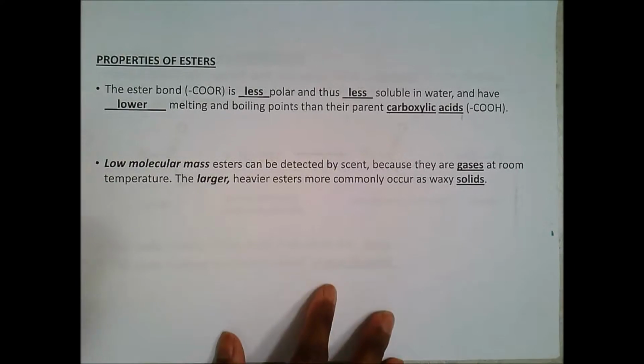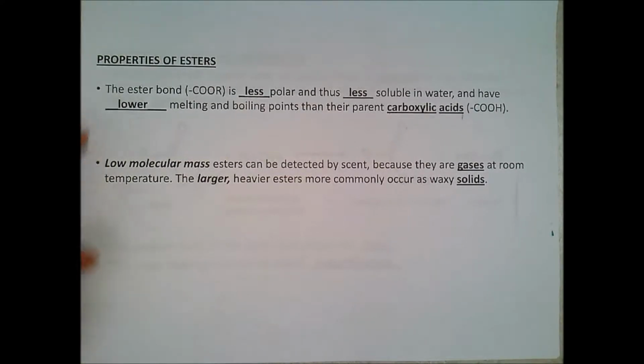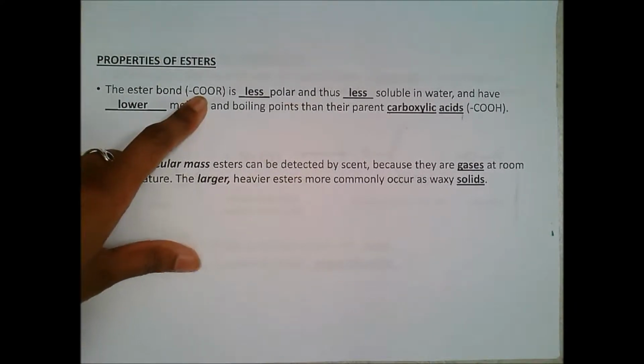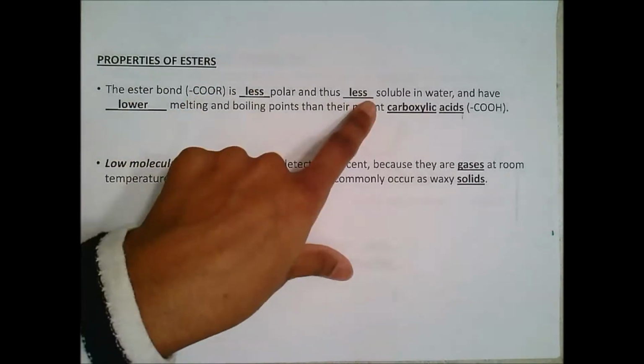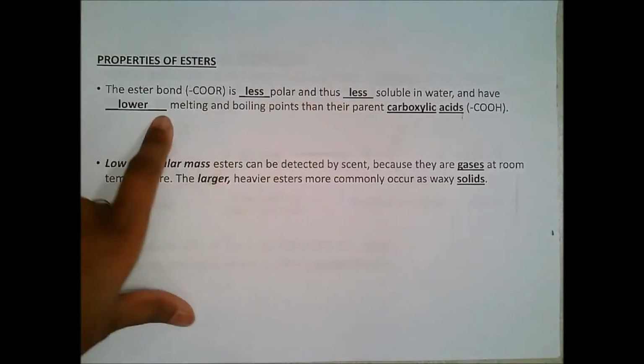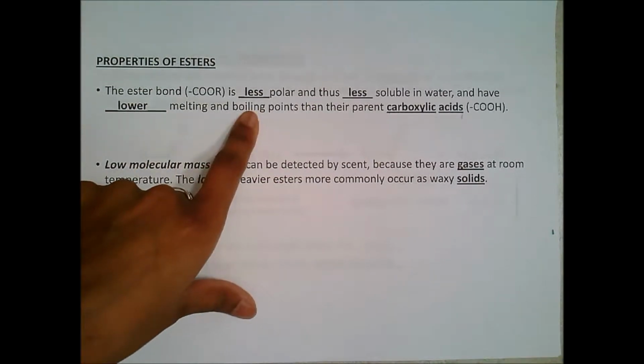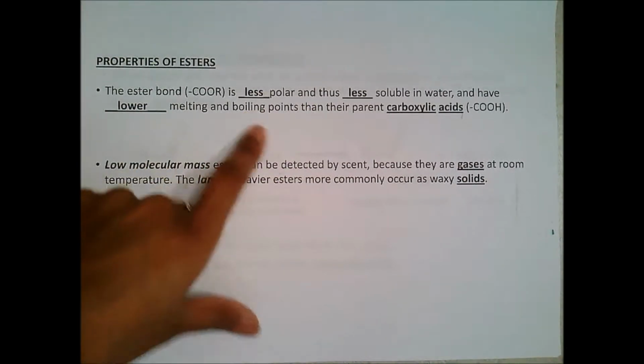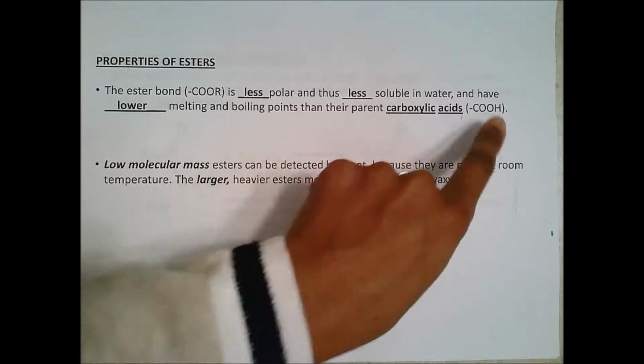So what are some properties of our esters? Like I showed you before, that's another way we can write an ester. It's going to be less polar and less soluble in water and have a lower melting point and a lower boiling point than carboxylic acids. Well, what's the reason why?